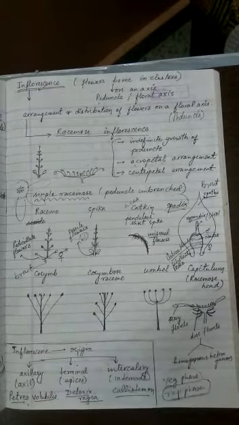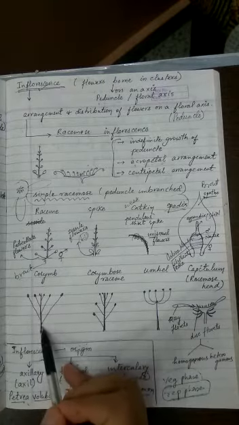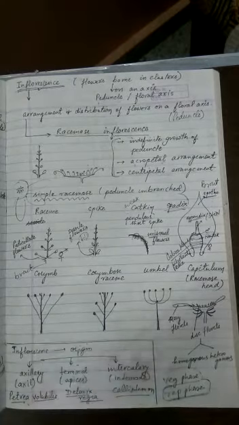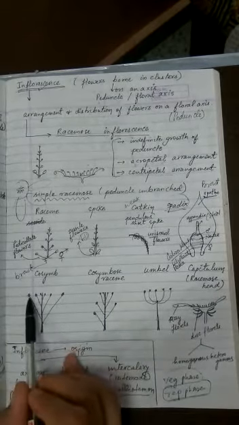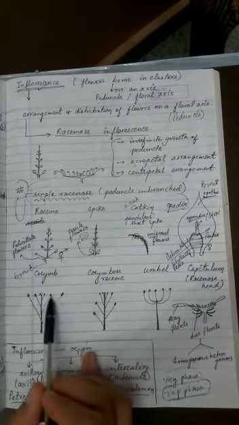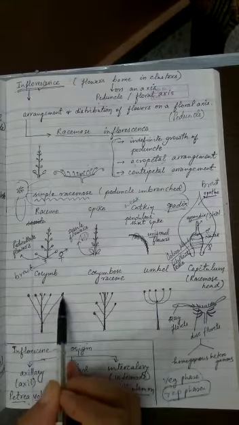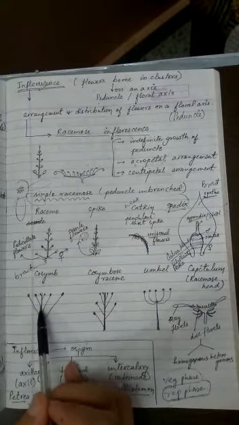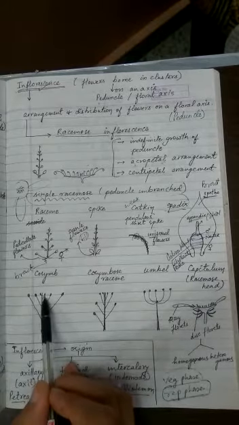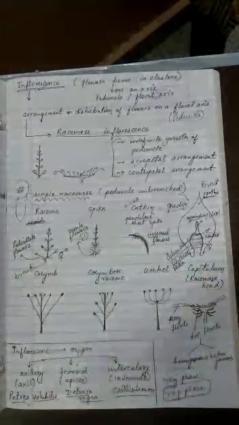Then we come to the next one, which is the corymb. In the case of corymb, you will find the flowers are arranged on an indefinite growth of axis. But when you see the arrangement, all the flowers will come to lie at the same horizontal line. So how is it possible? Bottom flowers will have a longer pedicel, and as you go towards the top, you will find the pedicel is shorter. That's why all the flowers will come to lie at the same horizontal plane.